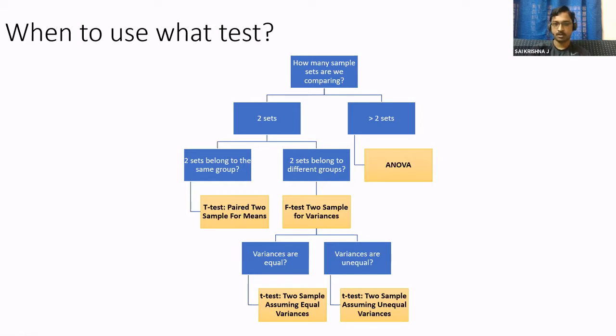If there are more than two sets, right? For example, in this scenario, we are talking about only two types of diets. But imagine there are five types of diet, or more than two types of diets. In that situation, we perform a test called ANOVA. So this is just an overview of when to use what type of test. I will go into details of how we actually do this testing.